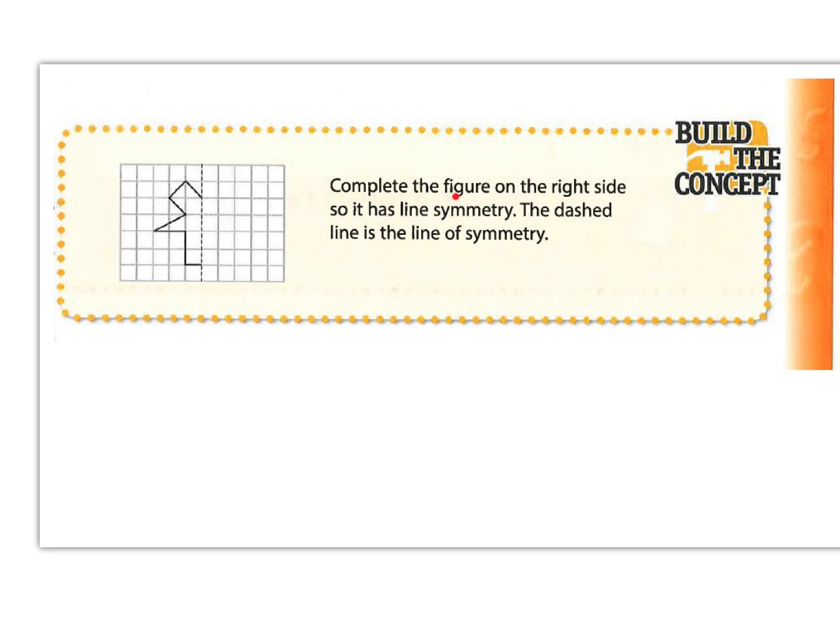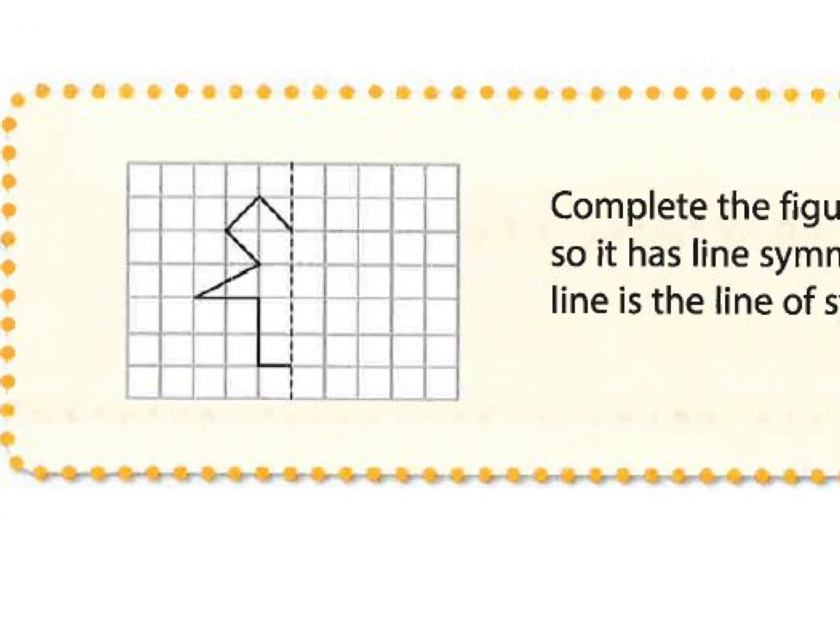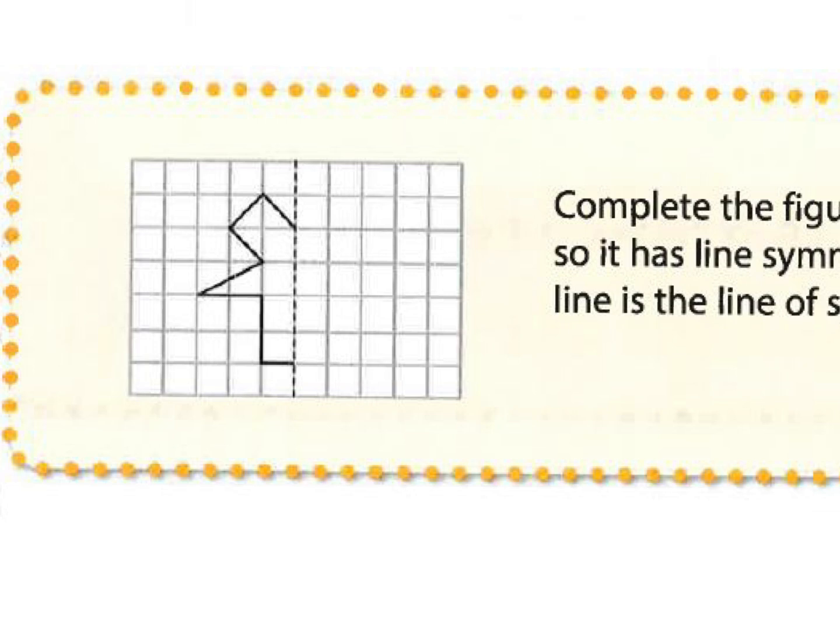So this says, complete the figure on the right side so it has line symmetry. The dashed line is the line of symmetry. So I'm going to make this a little bigger so that we can draw this together. This should be fun. So if we start here, we can see that that one goes up to the corner. So we're going to go up to the corner there. And then in the next box, it goes down to that next corner. Then it goes like this, and that kind of zigzags a couple times here.